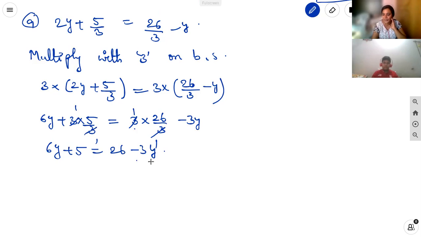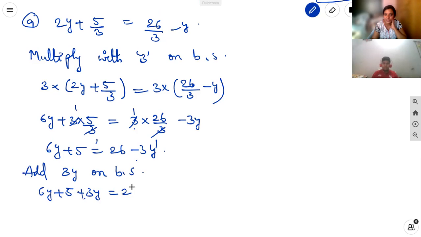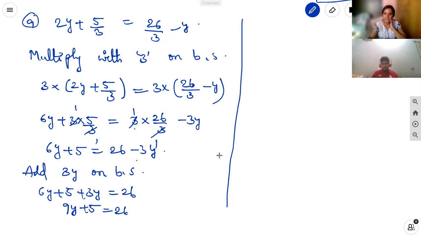Here on the right hand side minus 3y is there, so we add 3y on both sides. So 6y + 5 + 3y = 26. 9y + 5 = 26. Then subtract 5 on both sides.